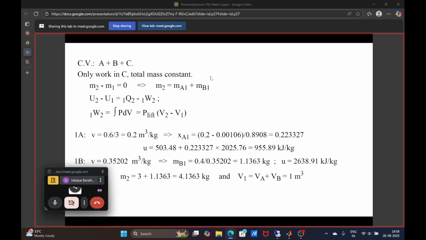So let's see how to solve this. Applying a control volume across all three tanks, the total mass is constant since nothing is going out. So the total mass is m2 equals m1, where m1 is the mass in tank A plus the mass in tank B. And applying the first law for this, we get u2 minus u1, which equals q minus w.